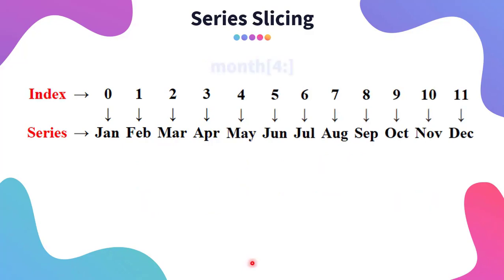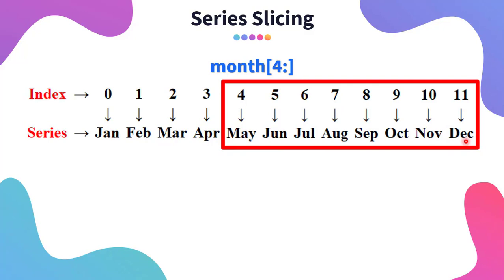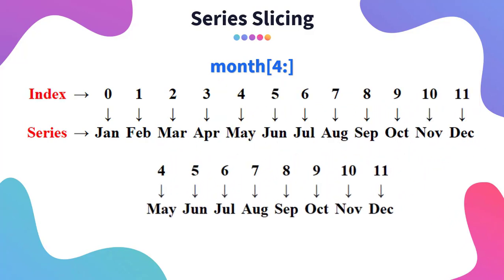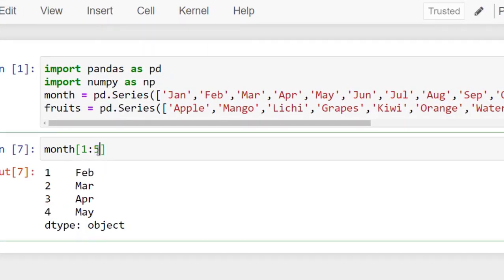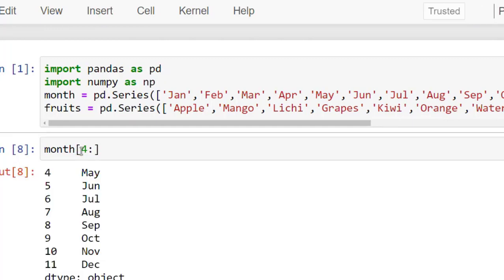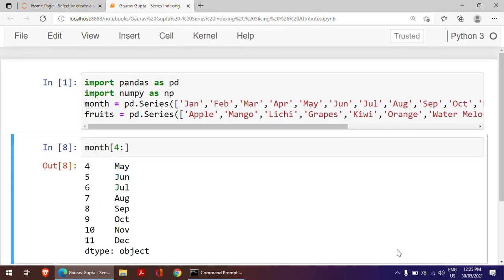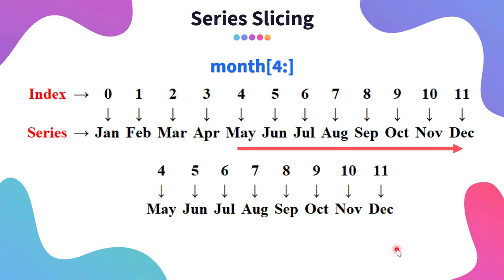Another example, if I say 4 colon, that means I have not mentioned the stop index. That means start from the 4th index and go up till the last of the series. So it will start from May and print up till December. So this will be the output. We can check this. I just type over here 4 colon and run it. So this means that when we don't provide the stop index, it starts from the starting position and goes up till the last position.